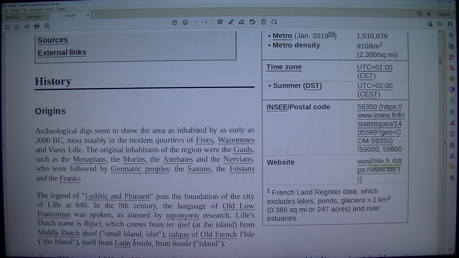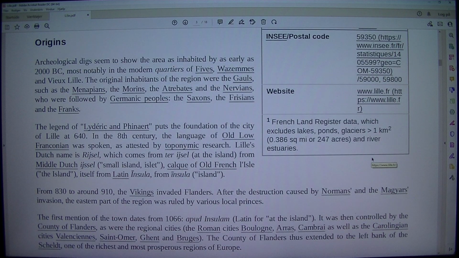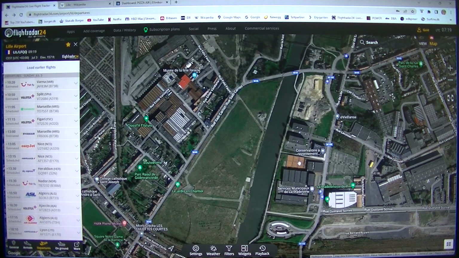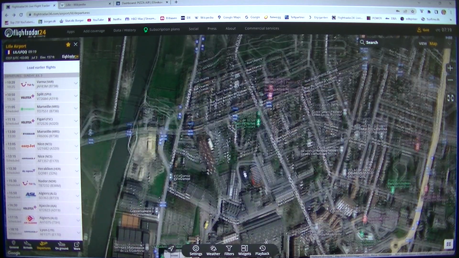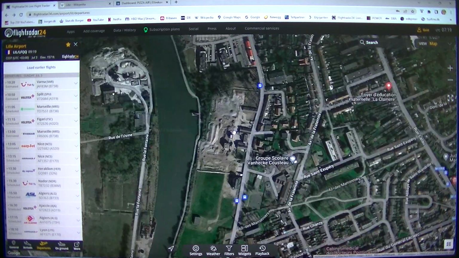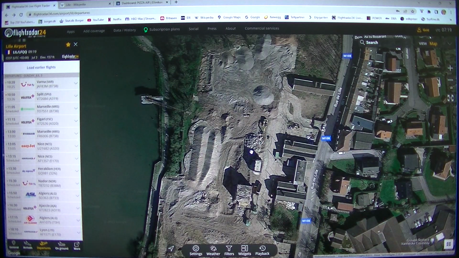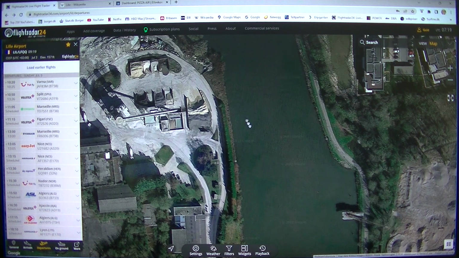Sources. External links. History. Origins. Archaeological digs seem to show the area as inhabited as early as 2000 BC, most notably in the modern quartiers of Fives, Wazemmes and Vieux-Lille. The original inhabitants of the region were the Gauls such as the Menapians, the Morini, the Atrebates and the Nervii, who were followed by Germanic peoples, the Saxons, the Frisians and the Franks.